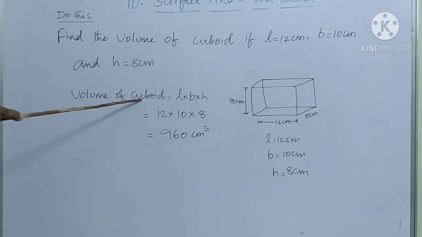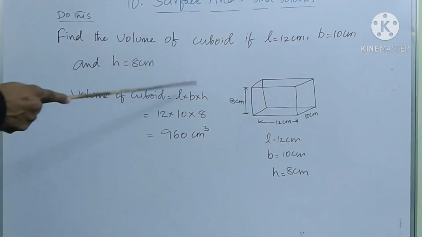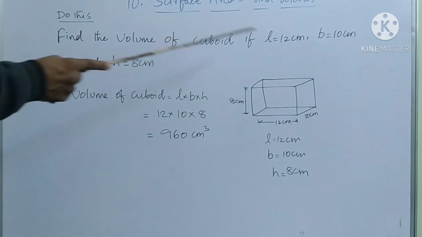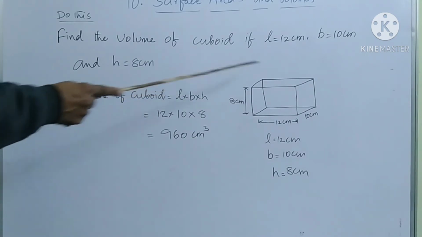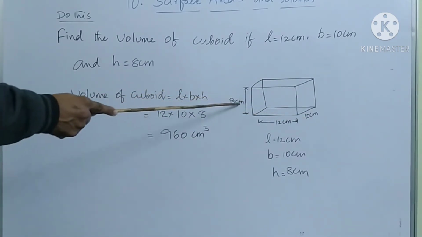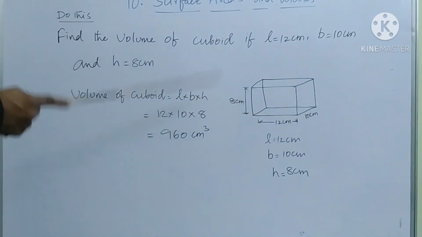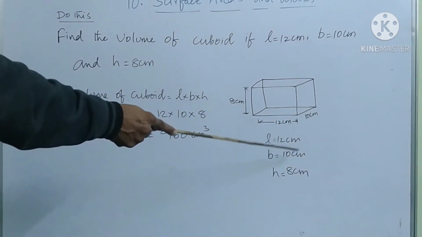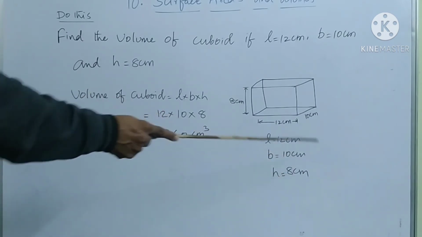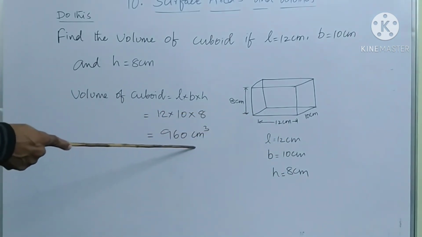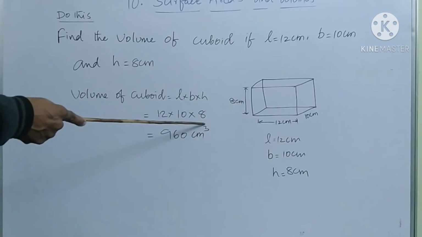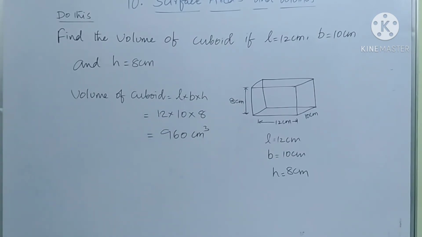Here the volume of a cuboid formula is L into B into H, length into breadth into height. So that equals, here length is 12 centimeters, breadth is 10 centimeters and height is 8 centimeters. The multiplication result is 960, and the units are centimeter into centimeter into centimeter, centimeter cube. So this is the unit of volume. The cuboid volume is 960 centimeters cube. This is the final result.